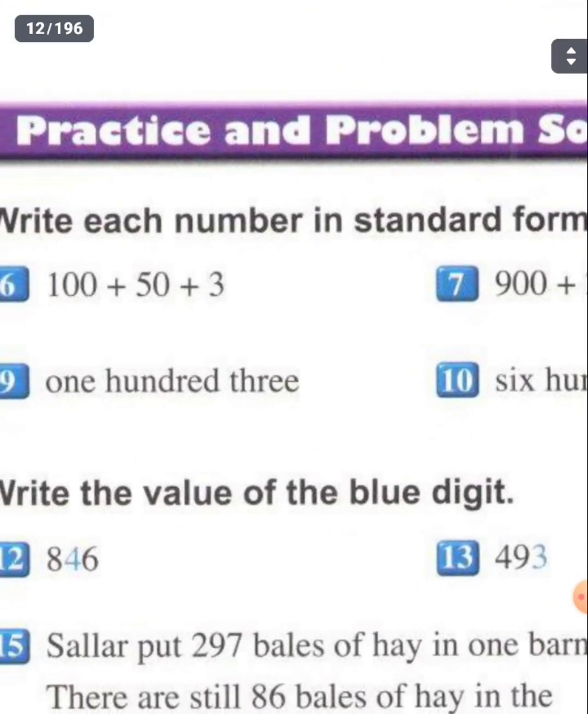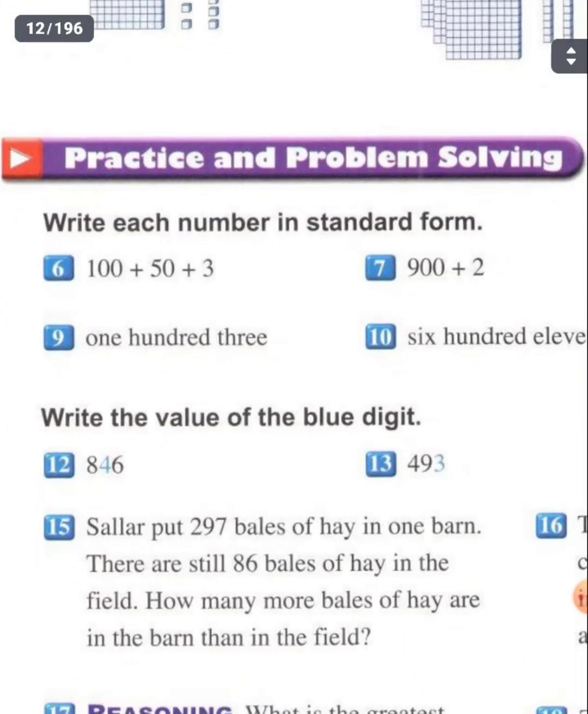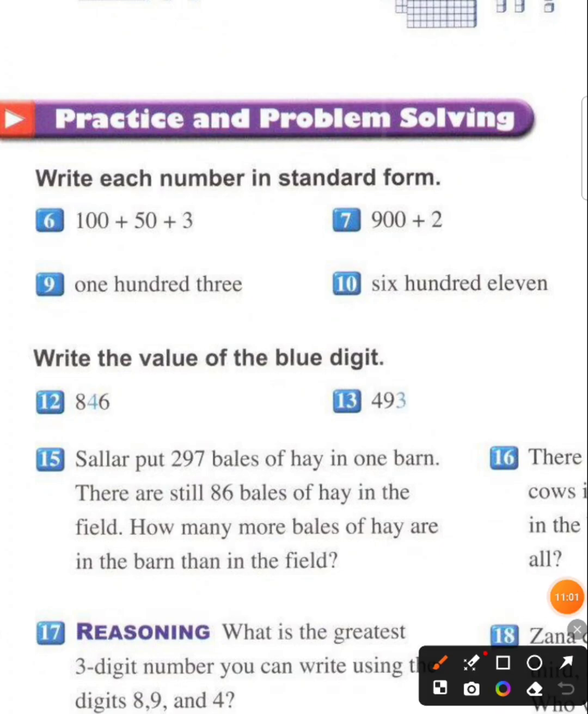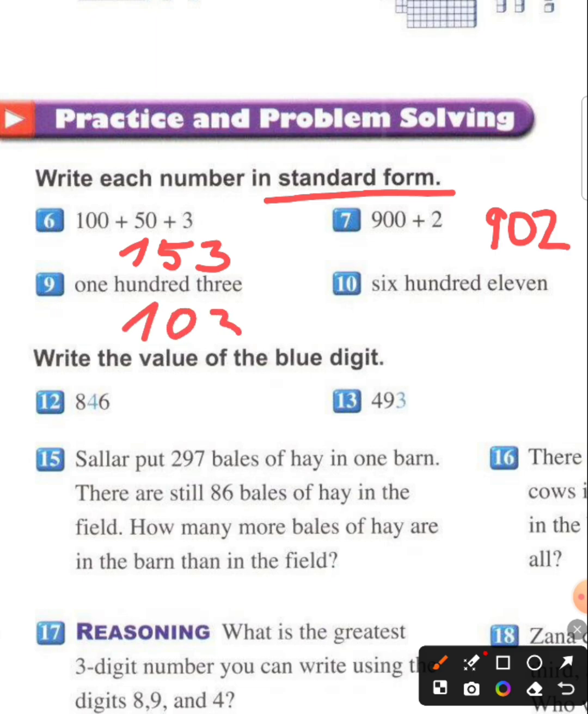After we must practice and solve some problems. And we will start, of course. Write each number in standard form. Imagine standard form is like how much money you must pay. Normal. It means 153. Here is 902 and 103, 611. Okay.